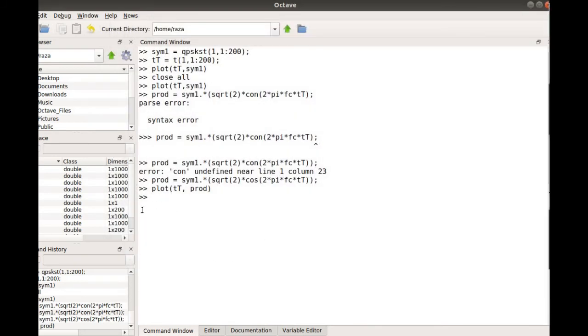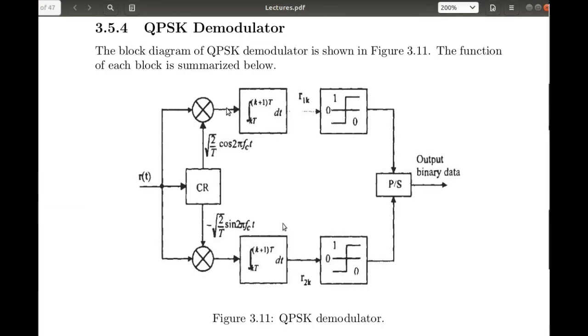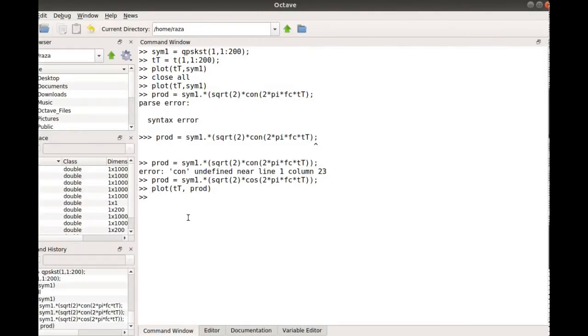So this product, as shown in this diagram, is the signal in the upper branch. This product should go through this integrator, and it will give us this r1 of k. So if I show this product, actually I have to integrate it. So let me integrate.